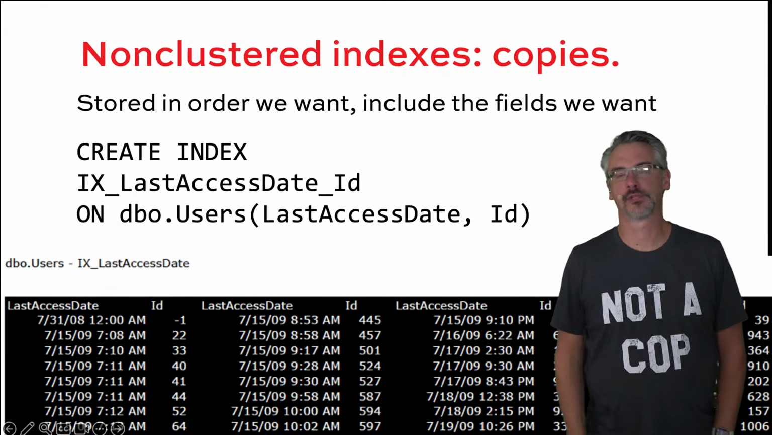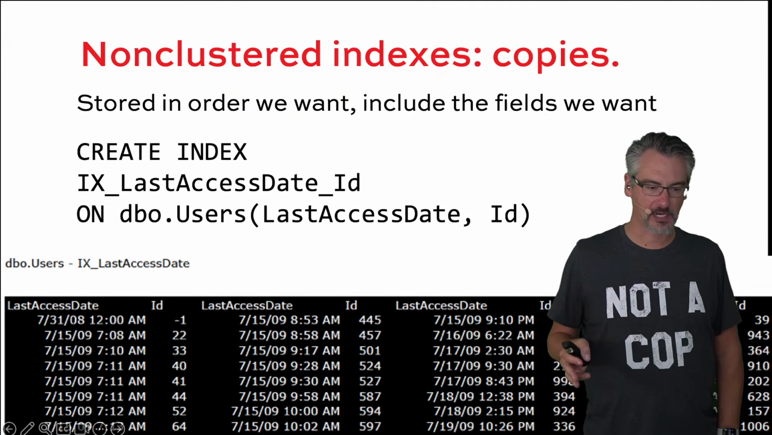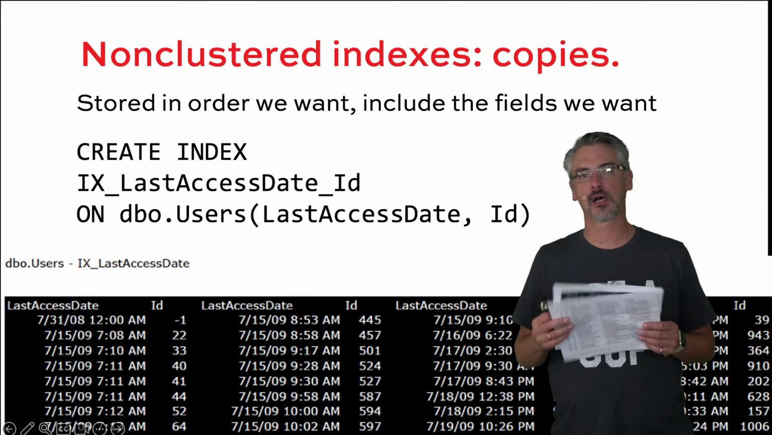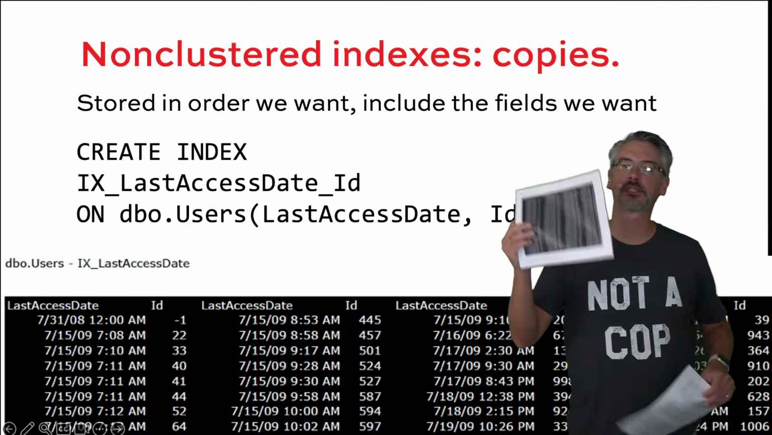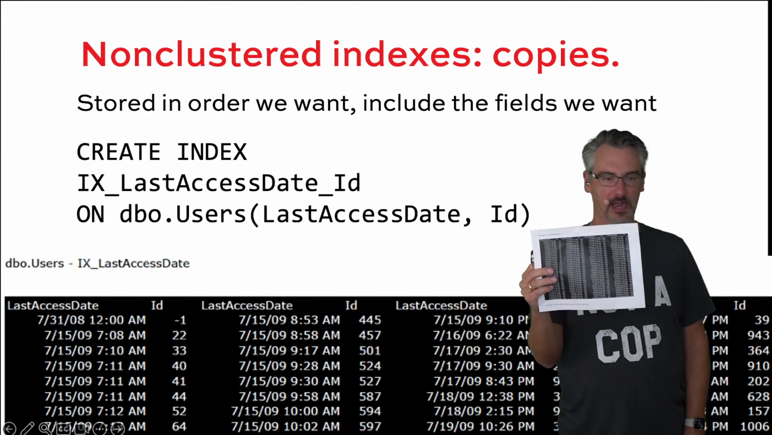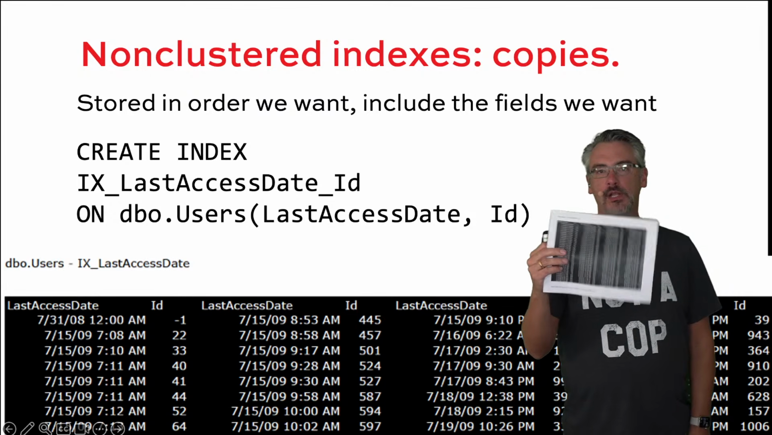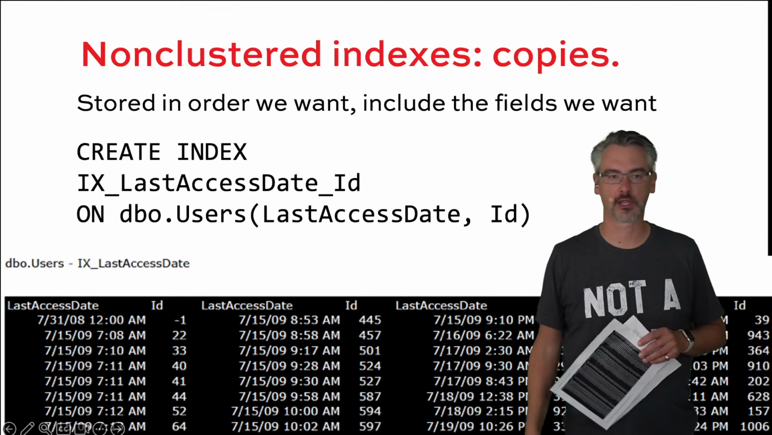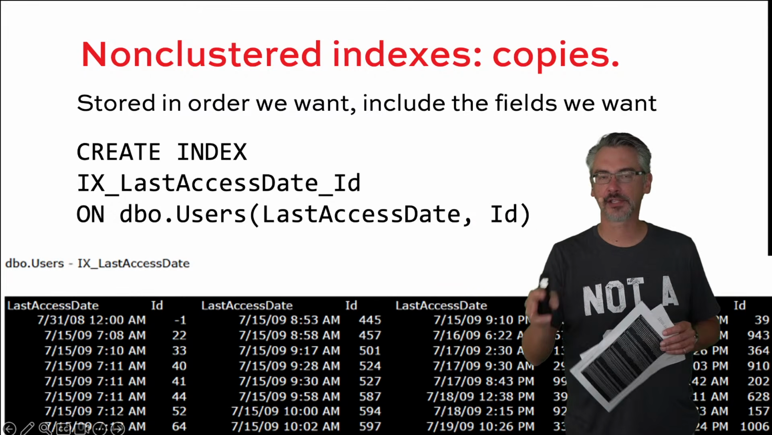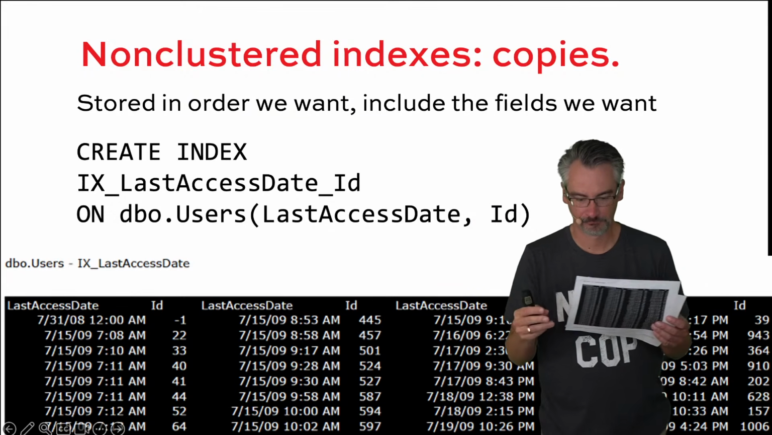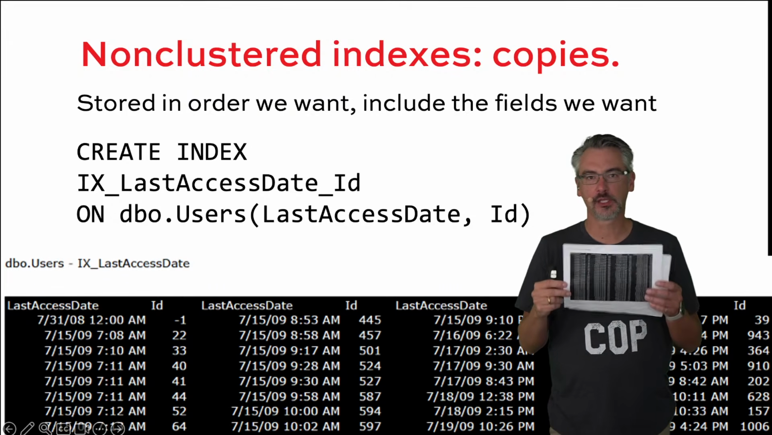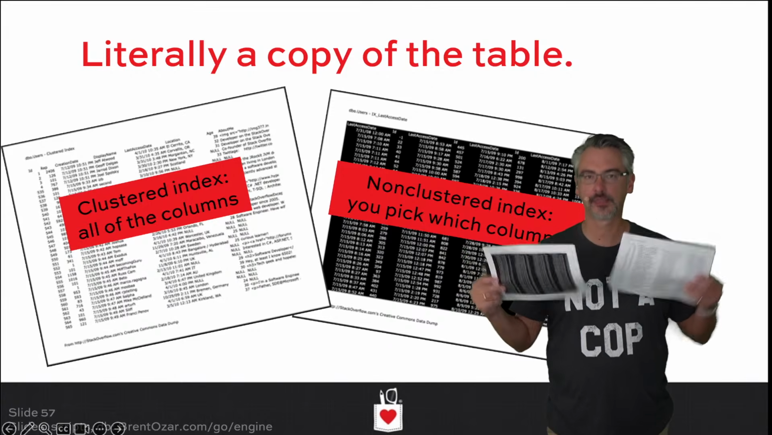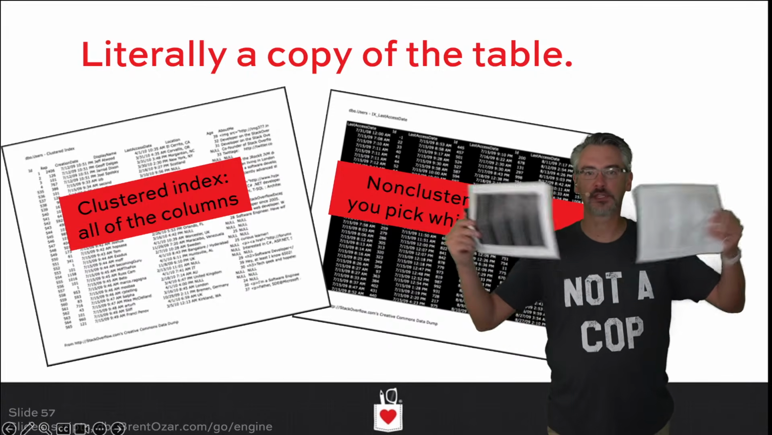So we're going to need to make our result sets go faster. And the first place that comes in is non-clustered indexes. We're going to build a non-clustered index. It's the second page in your PDF handouts. The way that you build this 8K piece of paper is by writing this query: go create me an index on last access date and ID. The first thing that you're going to notice is that this is literally another copy of the table.